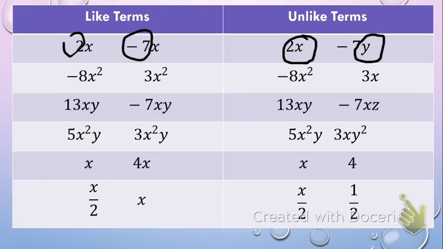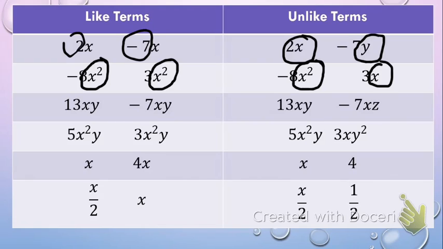Okay, going to minus 8x squared and 3x squared. Look at the variable. We have x squared and x squared. The coefficients again are different, but that doesn't matter. So minus 8x squared and 3x squared are like terms. Okay, looking at minus 8x squared and 3x, the variables in that one, we have x squared and x. They're different, so they're not like terms.